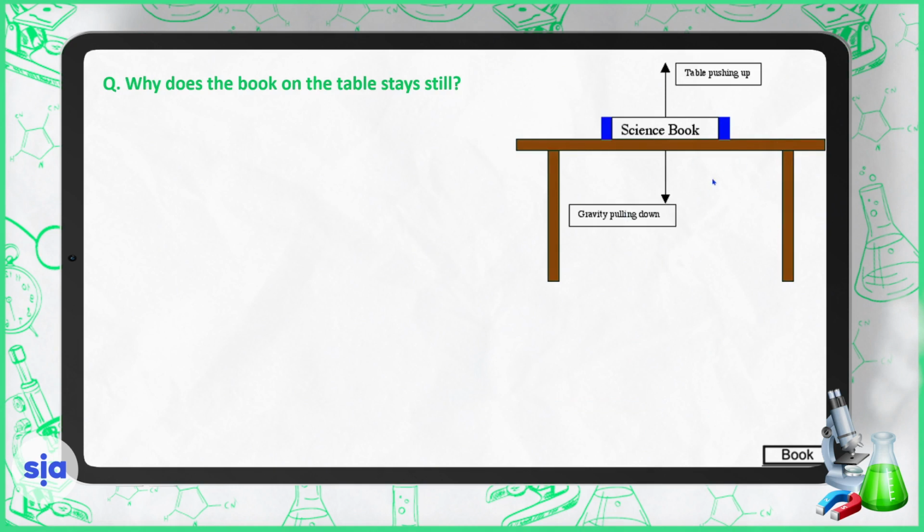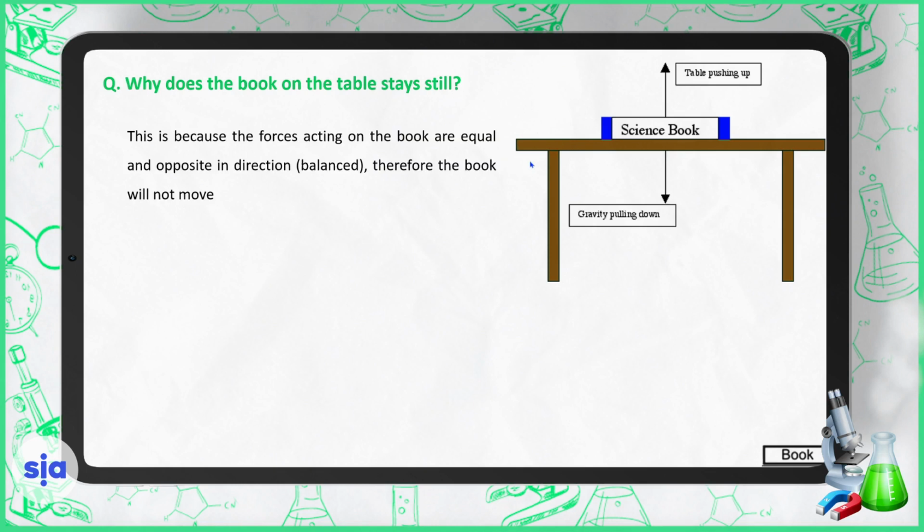Look to this picture. Why does the book on the table stay still? Can you identify the forces acting on the book? This is the gravity pulling it down, and the push force of the table is trying to push the book upward. Therefore, the forces acting on the book are equal and opposite in direction. So these two forces are balanced. So the book will not ever move.